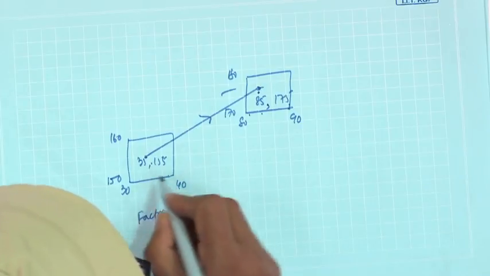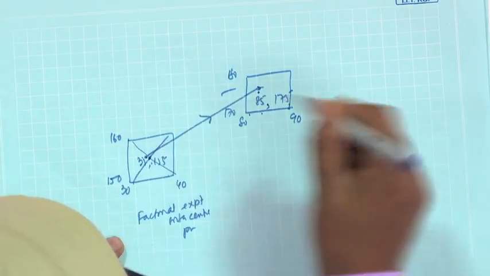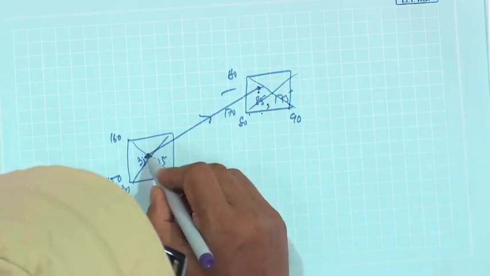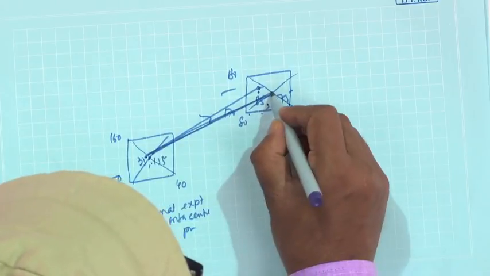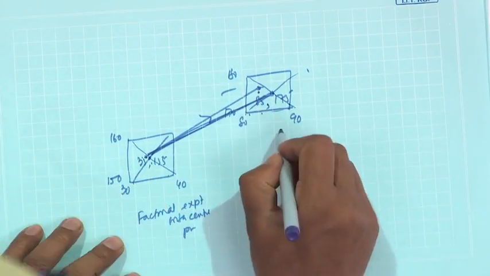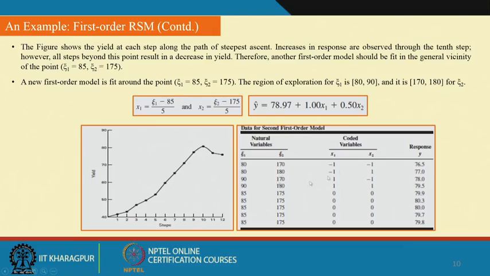That means this is the case. So, factorial experiment with center point here. Here also you do factorial experiment with central point. So, that means you are going from here to here. Okay. Factorial experiment with center point, and then so 80 170, and this is what in the coded design is this.